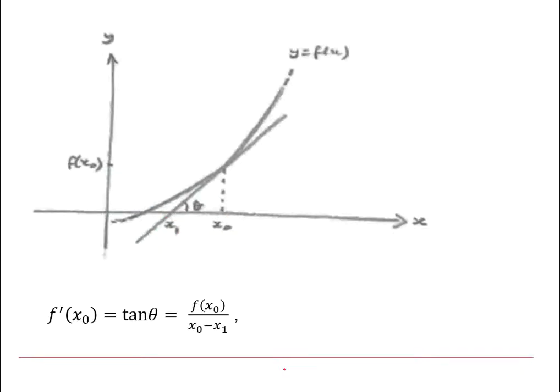Now, in order to obtain a formula for x1, we note that the gradient of the curve when x equals x0 is going to be f dash of x0, which we can work out, and that's the same thing as tan theta, which in turn is equal to the distance up divided by the distance along, which is f of x0, that distance, divided by x0 minus x1, which is that distance there.